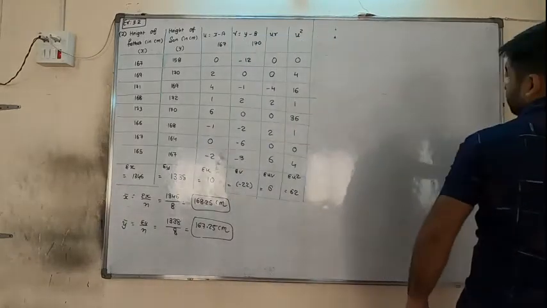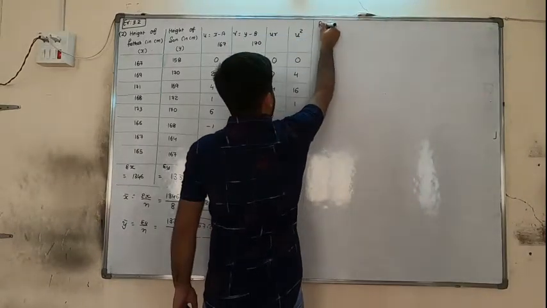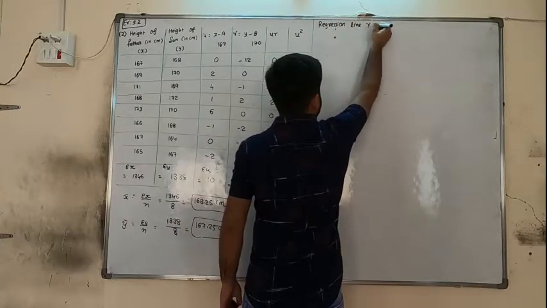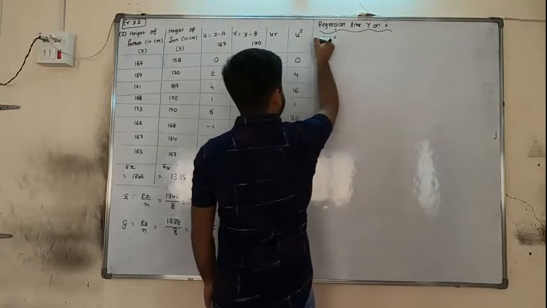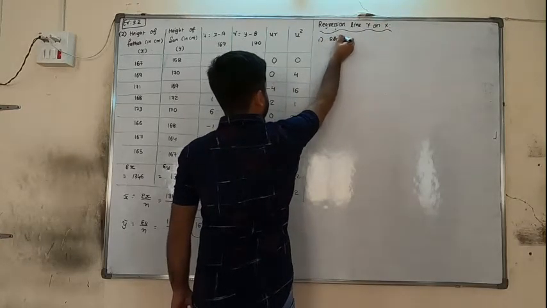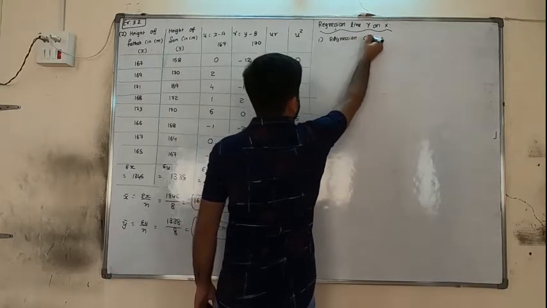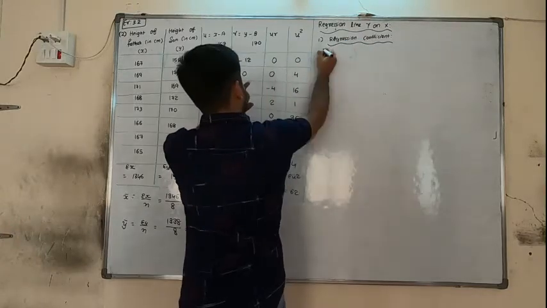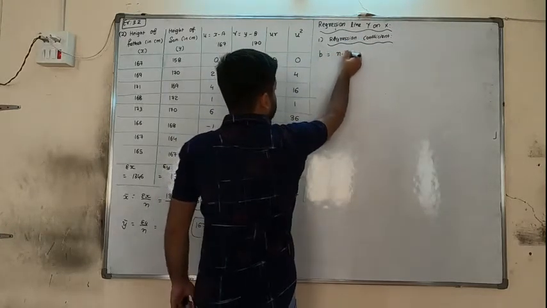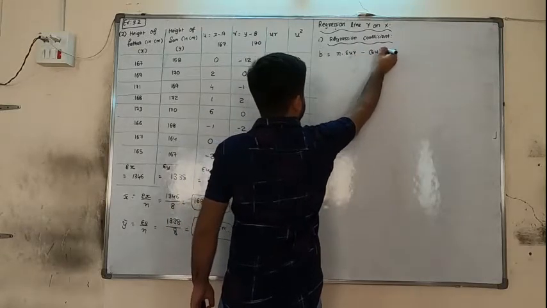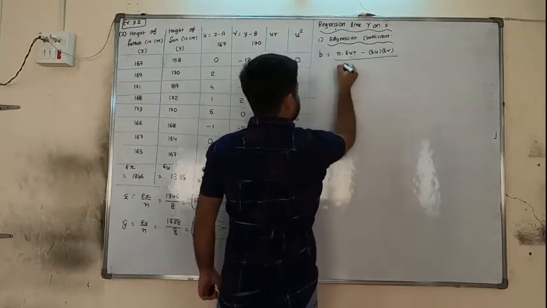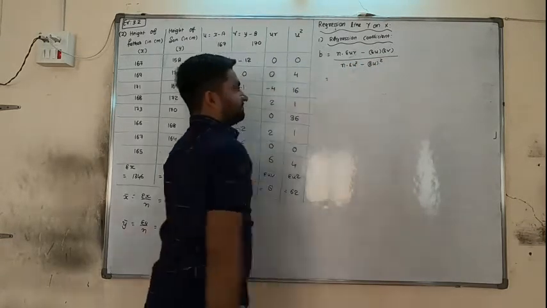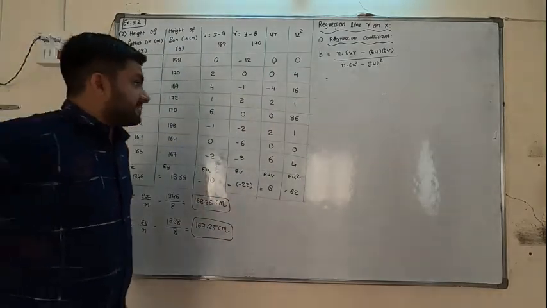Okay, let's start. Regression line of y on x. Number 1, the regression coefficient. b is equal to n into sigma uv minus sigma u into sigma v, divided by n into sigma u square minus sigma u whole square. Now what's n? N is 8.